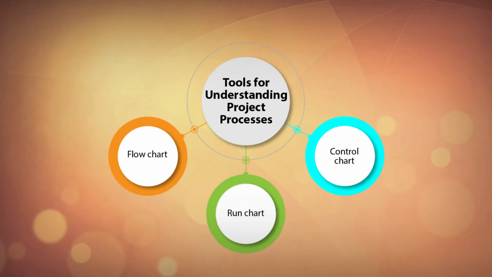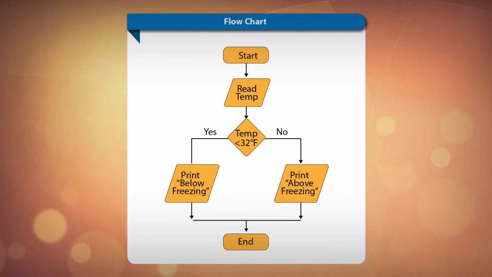There are 3 types of quality tools for understanding project processes: flowchart, run chart, and control chart. A flowchart shows a series of sequence of activities in a whole process. A flowchart will have the start and end point, processes, decisions, and circulation of the processes. Flowcharts use specific shapes to represent different types of actions or steps in a process.